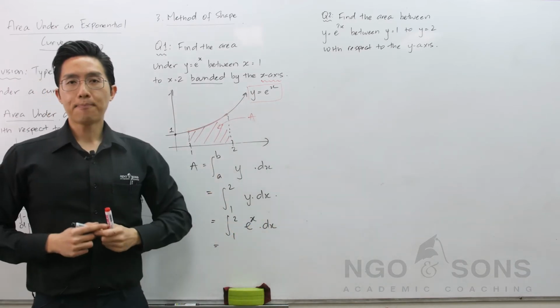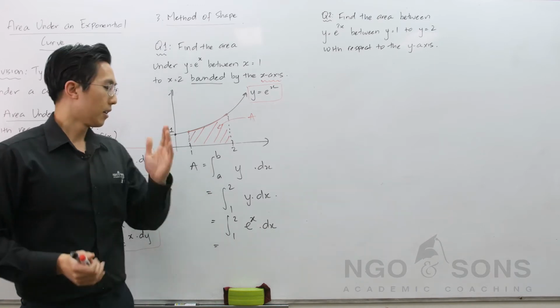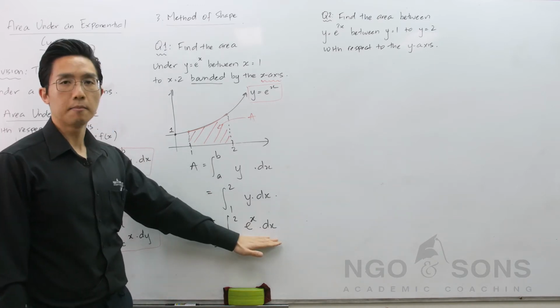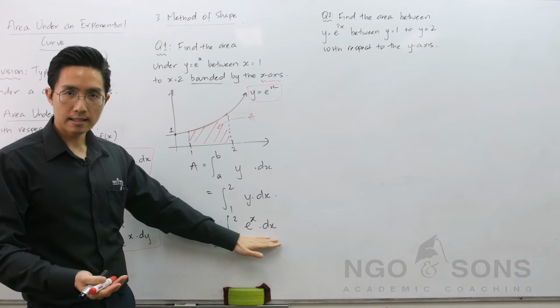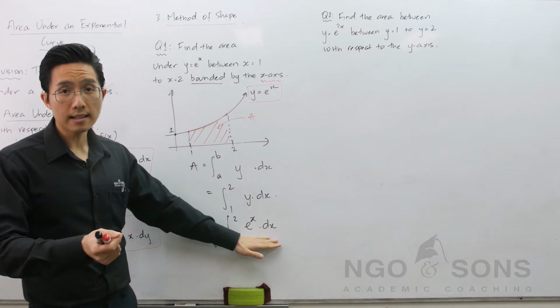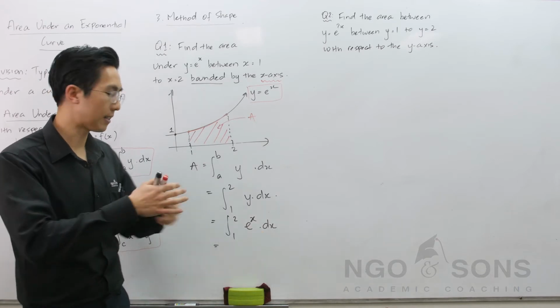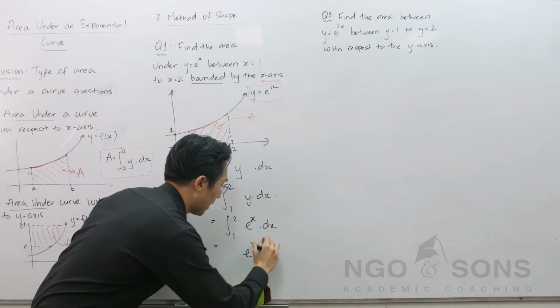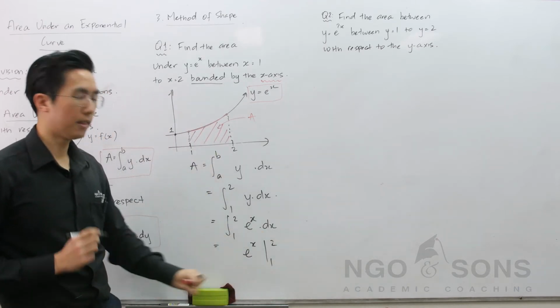And your last step is to integrate. Guys, to integrate e^x, please remember that it's itself. The reason for that is when you differentiate e^x, it's e^x. So when you integrate e^x, it is itself. Once you finish integrating that, you sub in the borders.